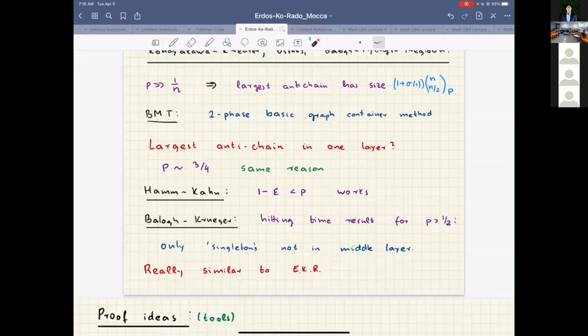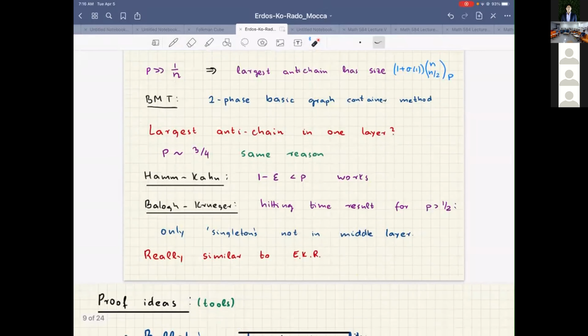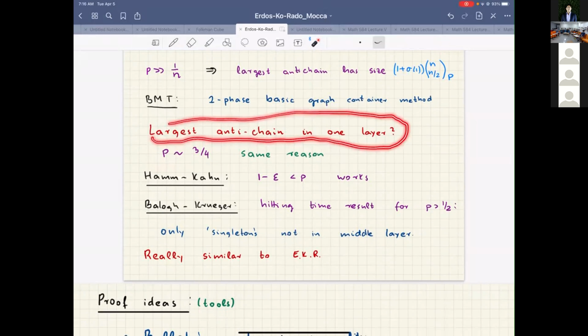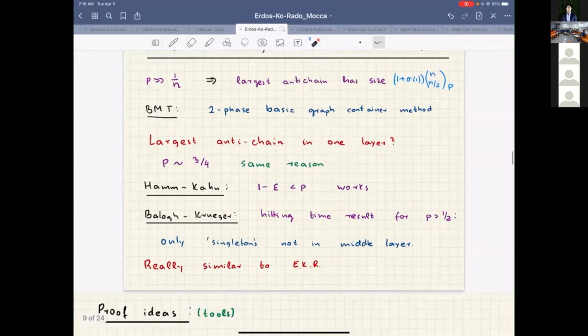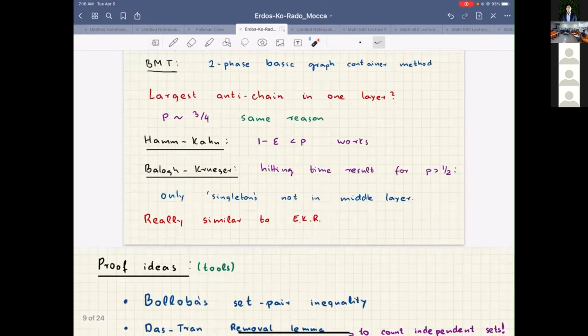But that's different from the question that we are interested in. We are interested in determining the p where the actual largest anti-chain is in one layer. There is a lot of difference, because the largest anti-chain getting similar to the middle layer happens much earlier. Here we are interested in the event that the largest anti-chain is entirely in one of the layers.